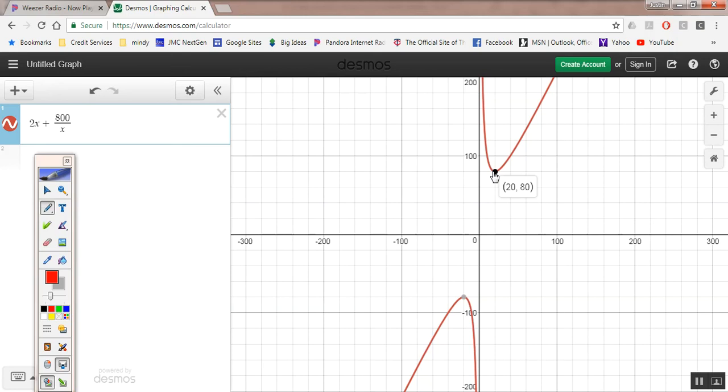Now guys, we set this up in terms of x or y here. Which variable did I use in my equation? Given that minimum point up there, what is the x value? 20. Okay, so this is telling me you'll get a minimum perimeter for fencing when x is what value? 20. Okay.